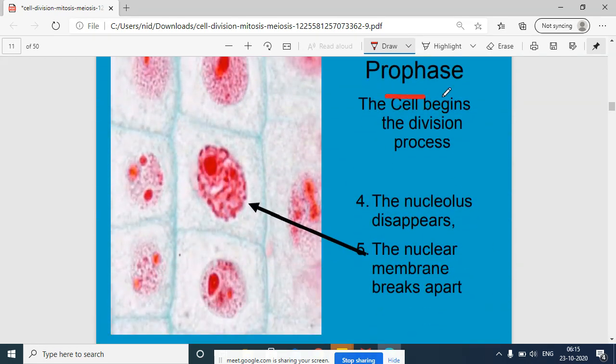First comes the prophase. The cell begins the division process. This is the first step, where it is going to start dividing. The nucleus actually disappears. That's one of the basic identifying characteristics of this phase, and the nuclear membrane is going to break apart because it has to prepare itself to begin the cell division. Any problem till here?